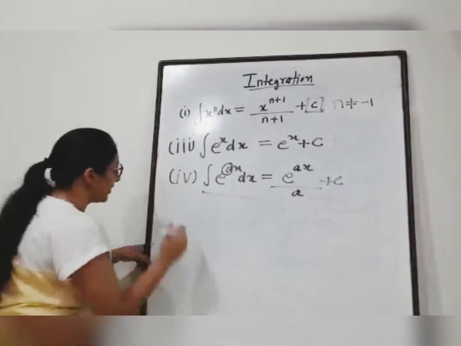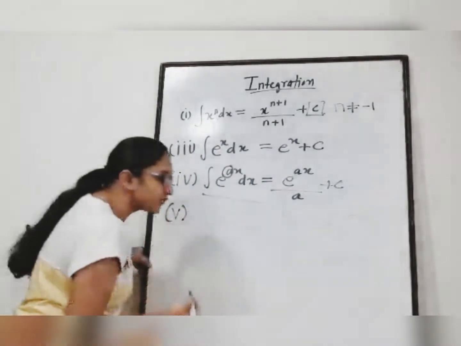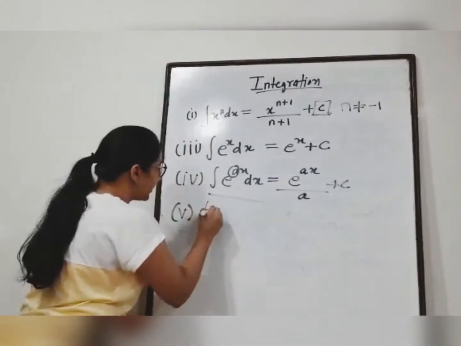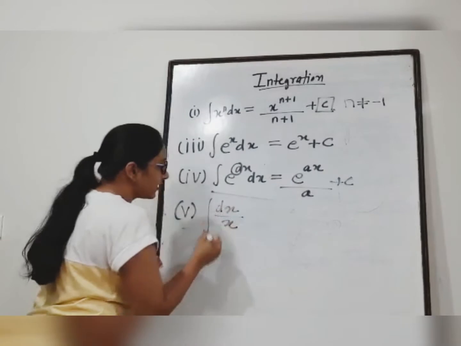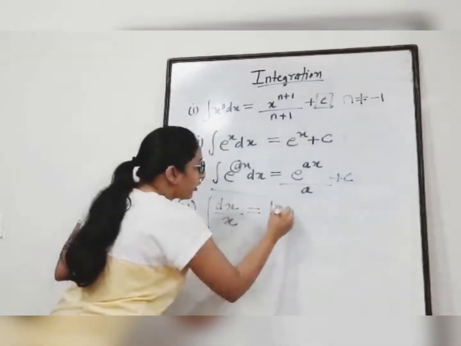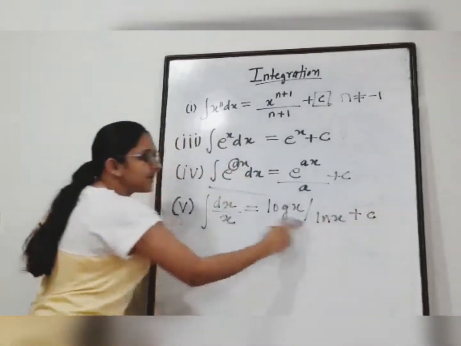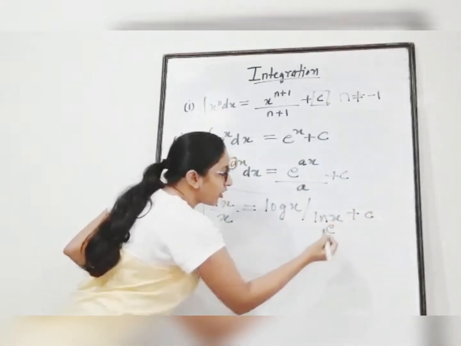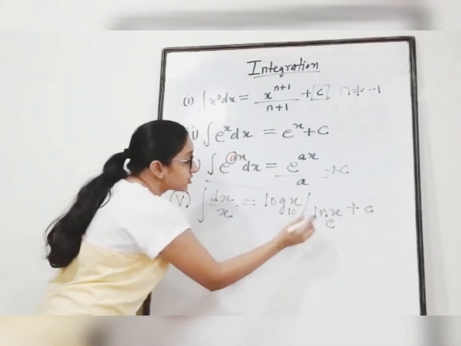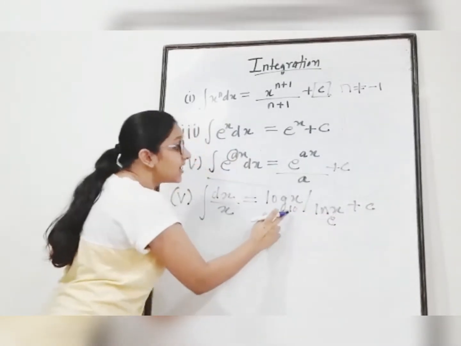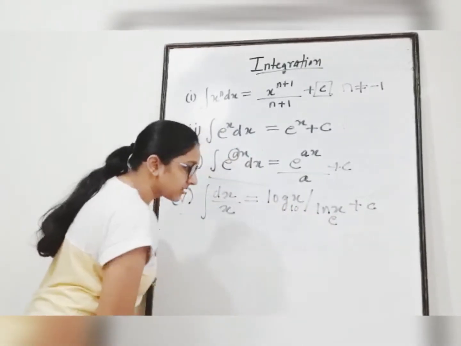Now the fifth formula. The fifth formula is integration of dx divided by x, which is equal to log x or ln x plus c. You can write any one. If the base is e, it is ln x, and if the base is 10, it is log x.